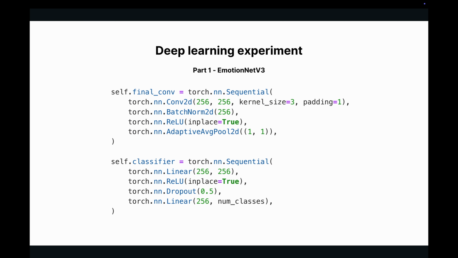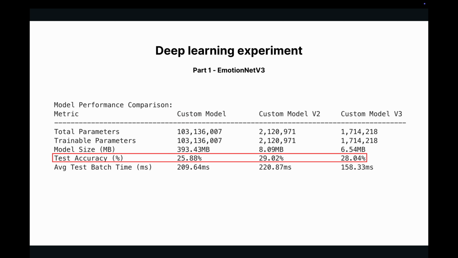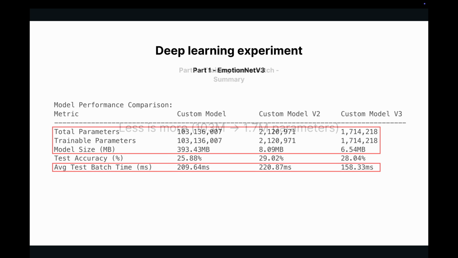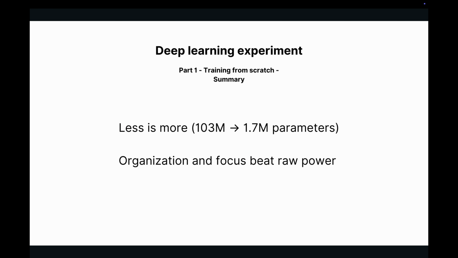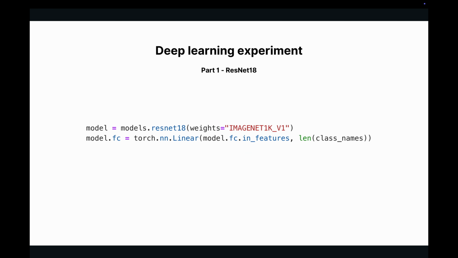The final layers are simpler and use a conv2d block with a basic classifier. The model did worse than V2, but it is smaller and faster. To sum up, less is more, and a good design can sometimes outperform more parameters. On to transfer learning. Look at how easy transfer learning is. These two lines are all that is needed to initialize the model.